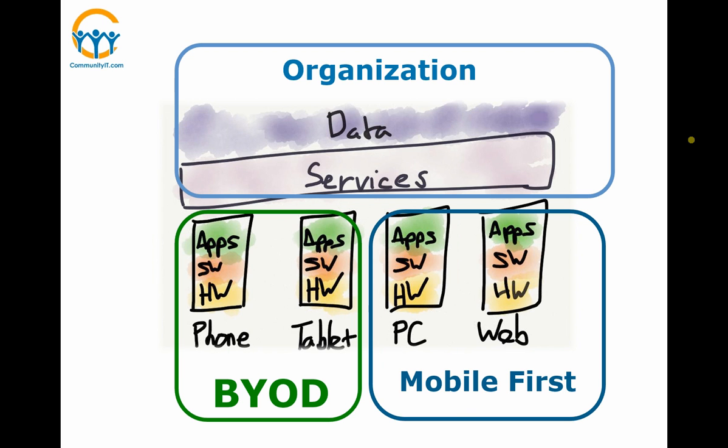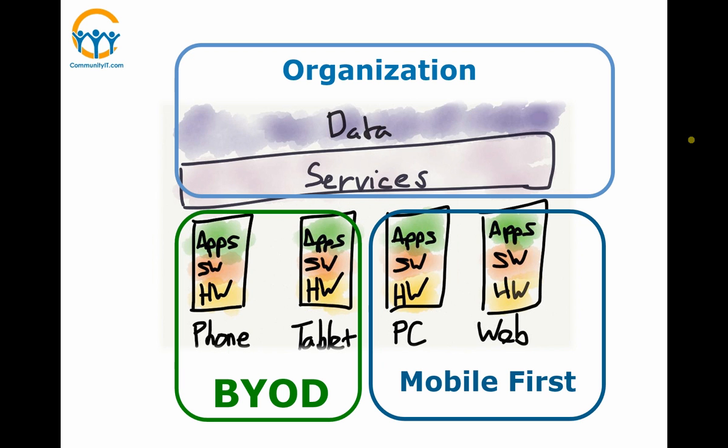A lot of organizations are starting to think in this way that's called mobile first, which is instead of deploying or setting up their data and services in a way that sort of lends itself to be accessed by a PC that's managed by the IT department, organizations are now setting up data and services assuming that they're going to be accessed by devices that they have no control over. And so instead of thinking, well, I've got the PC and the web browser that I control, and then the phone and the tablets that someone else brings in, organizations are saying, well, I'm going to assume right off the bat that this is going to be accessed by devices that I have no control over.